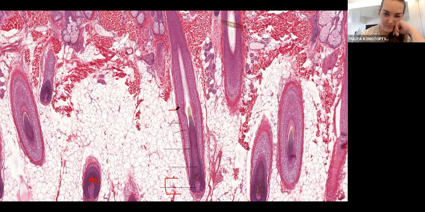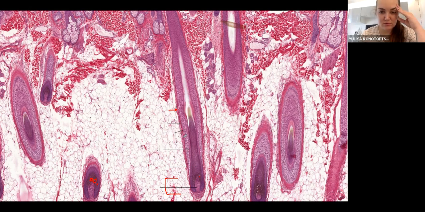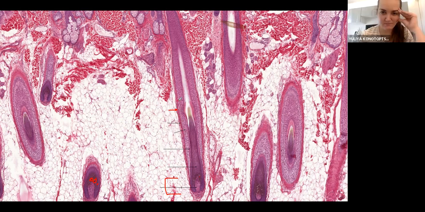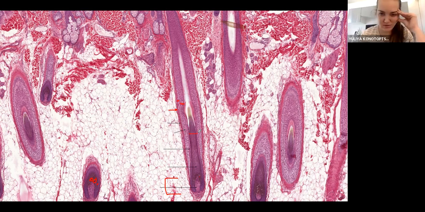Okay, let's do the layers. The most outer layer? Connective tissue sheath. Definitely. Beneath it, there's a very strong, sharp red line. Glassy membrane, yes. This? Outer root sheath, and then deep? Inner root sheath. Yes, this is your hair shaft, and the hair shaft consists of the cuticle, and this is the cortex. So in this particular hair, we can only see the cuticle and the cortex. We cannot see the medulla.